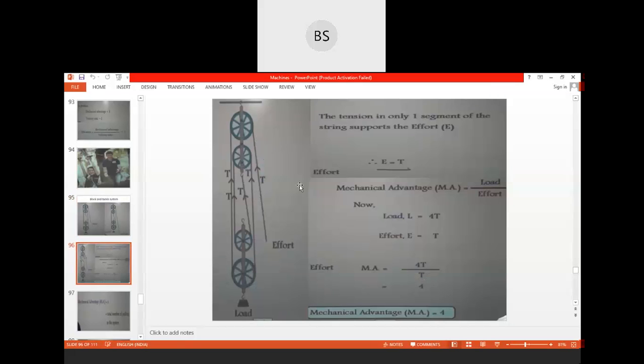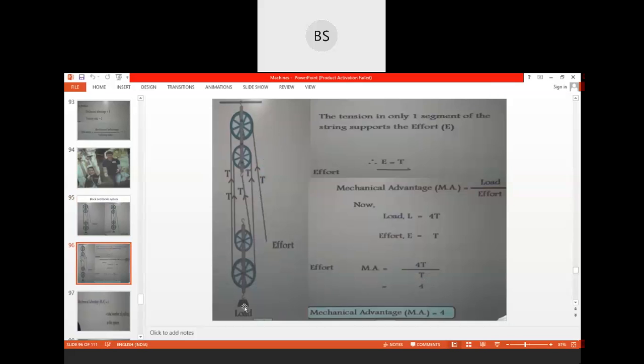See now, here we have taken even pulleys, children. If you see here, I have taken 4 pulleys. You can see 1, 2, 3 and 4. You can observe that these 2 pulleys are fixed pulleys, and these 2 pulleys are movable pulleys. So you can see the combination here: 2 are fixed and 2 are movable. So we have taken even pulleys.